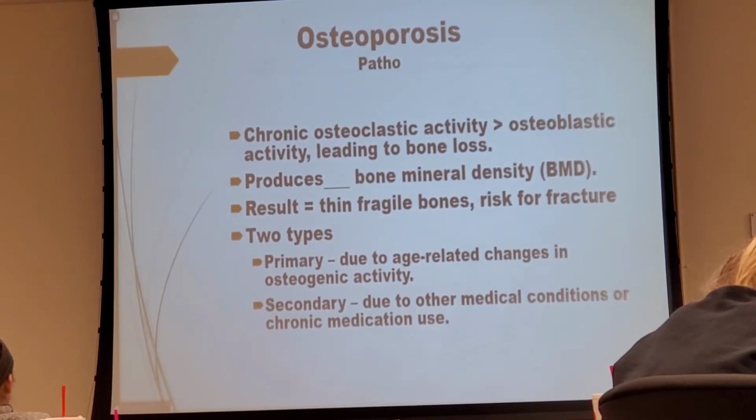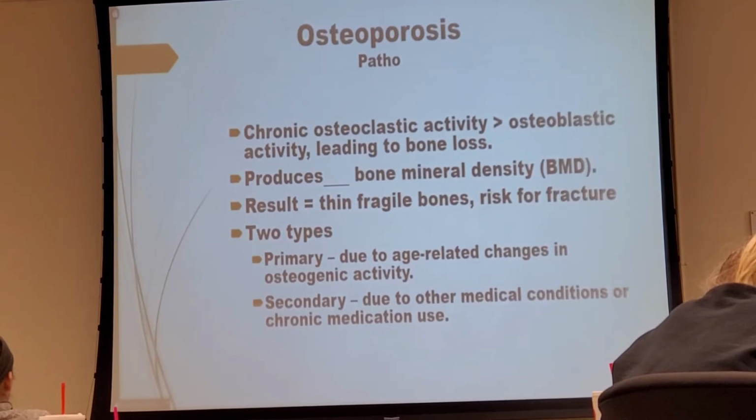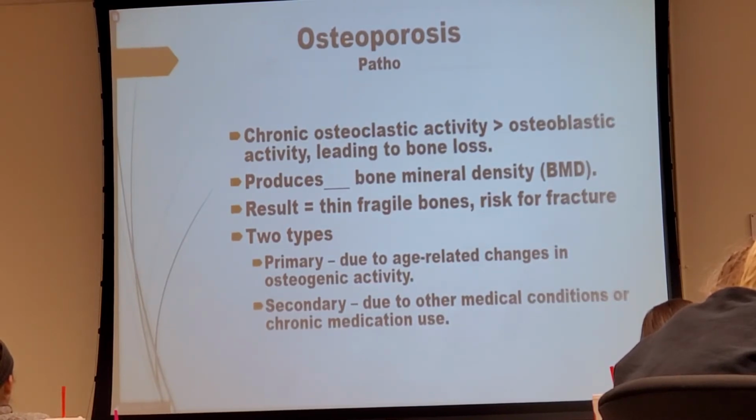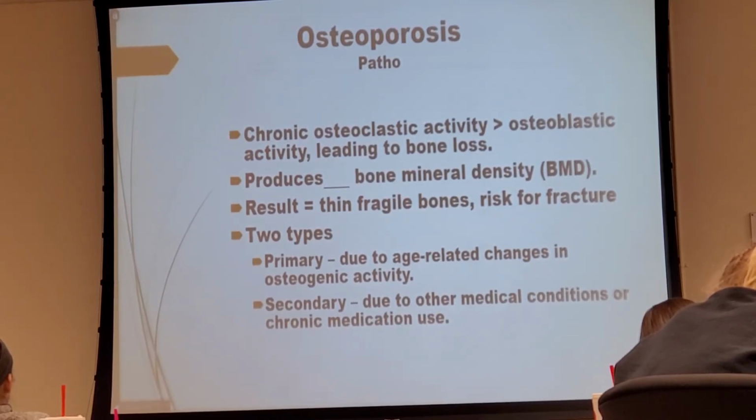Osteoporosis is a chronic situation where the osteoclastic activity is greater than the osteoblastic activity, which leads to bone loss and a decrease in bone mineral density. It results in thin, fragile bones that fracture easily. There are two types, primary and secondary, and they mean what they do every time we talk about them. Primary means it starts out with the osteoporosis itself, so it's due to the actual osteogenic activity, the activity of those cells. Secondary means it comes from something else, some other condition, or some medicines they're taking or something like that.